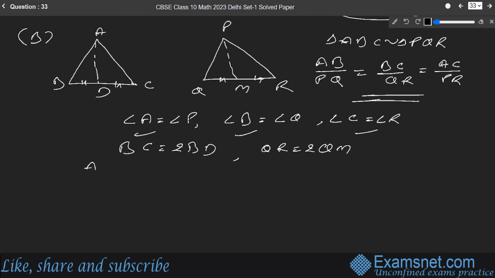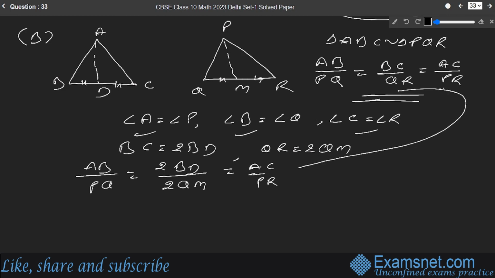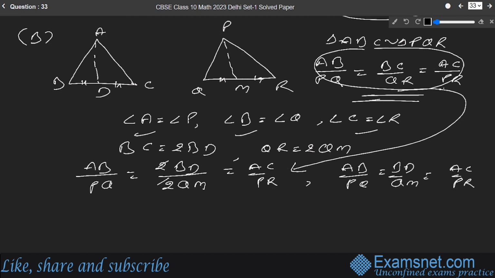Now, as we know that AB by PQ is equal to BC by QR, in place of BC we can write 2BD, as derived in this information. So 2BD divided by, in place of QR, we can write 2QM, and that was also equal to AC by PR. This substitution has been done in this particular ratio. Now the 2 can be cancelled. So what do we remain with? We remain with AB by PQ is equal to BD by QM is equal to AC by PR.